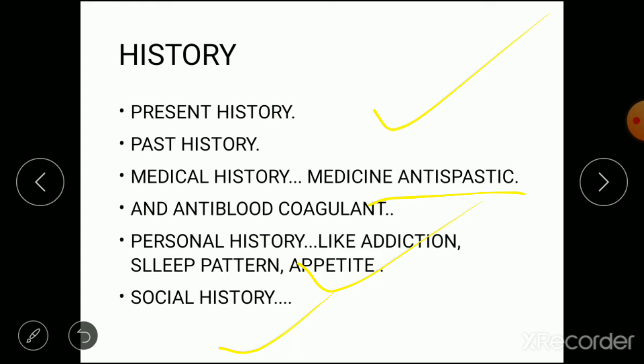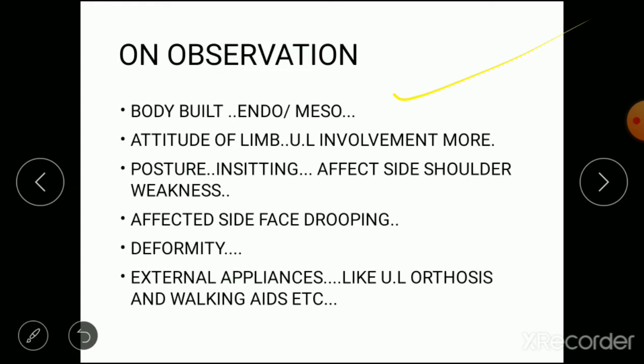And social history. Then on observation, first of all we have to observe the BMI of the patient by the weight and the height. In other words, we have to calculate the BMI. In that, body build, whether the patient is endomorphic, mesomorphic or what, we have to include that. Then second is attitude of limb. Basically in MCA stroke, the upper limb is more involved, so you have to write that the upper limb involvement is more than the lower limb.